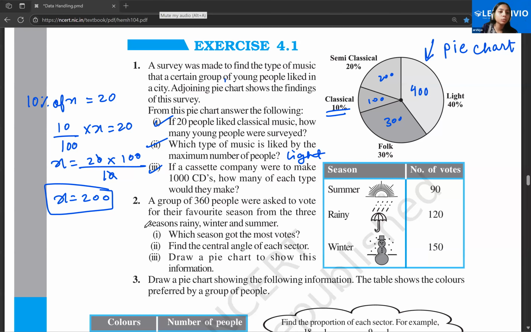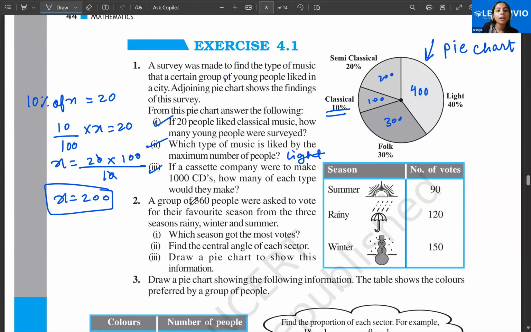All right. Now let's move on to question number two. Question number two says that a group of 360 people were. Can I erase whatever's written on the screen?